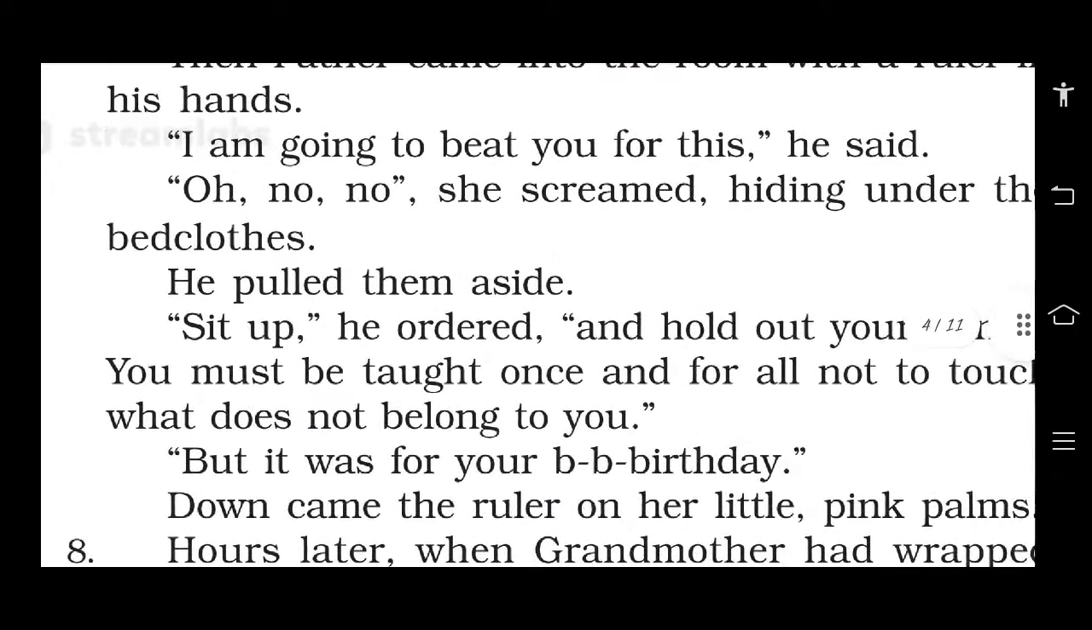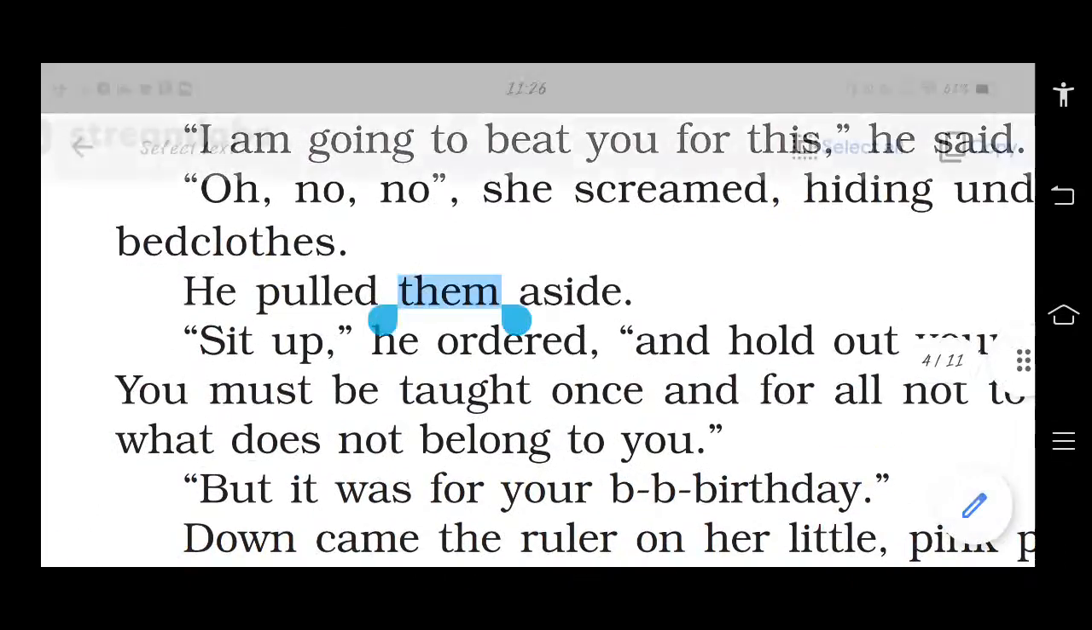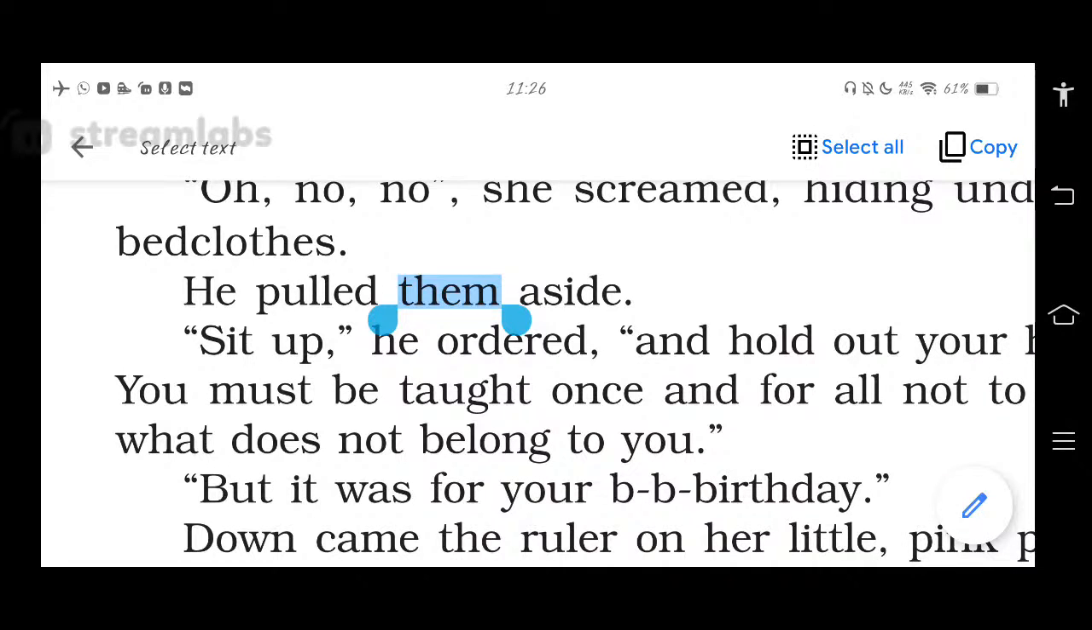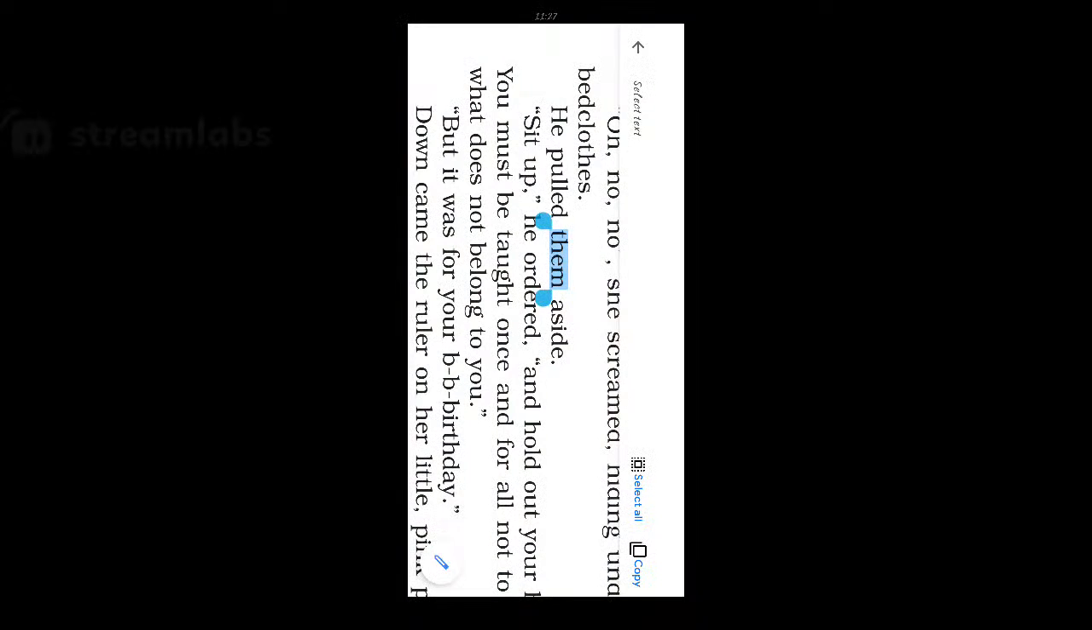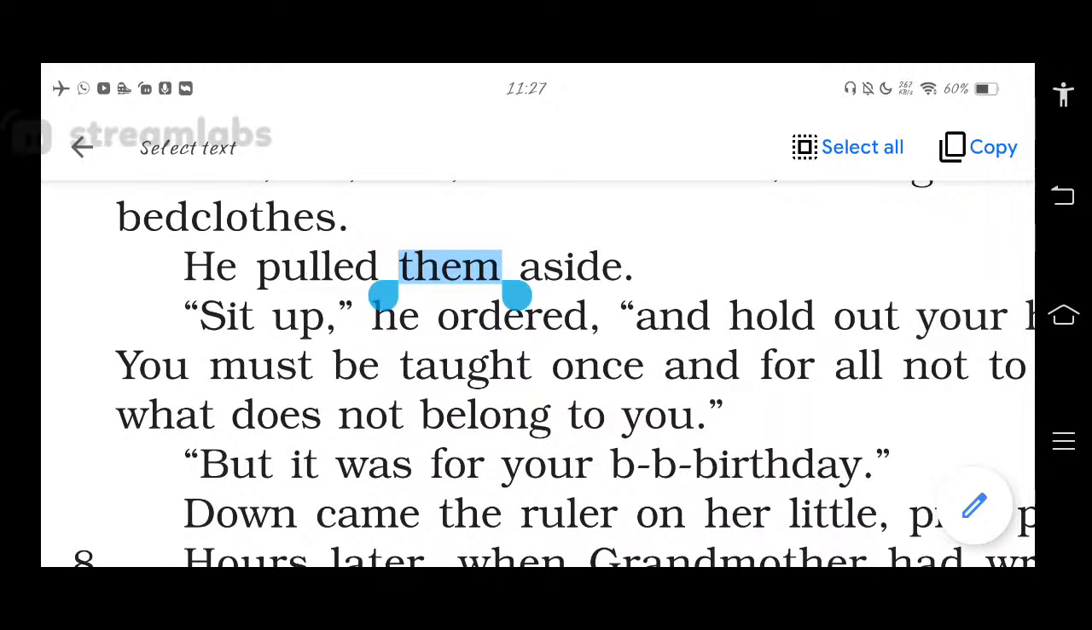Right, I'm going to beat you. So he pulled them aside. Here, what does them refer to? Can anybody say? He pulled them aside. What is them referred to? Right, can you answer this question? Yeah, very good. Bedclothes. Very nice of you. So here, them refers to the bedclothes, because she was trying to hide herself under the bedclothes. So he pulled them means he pulled the bedclothes outside.